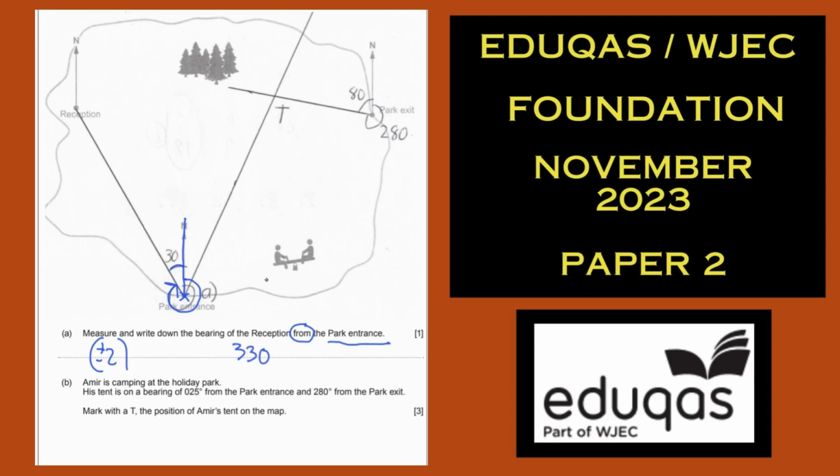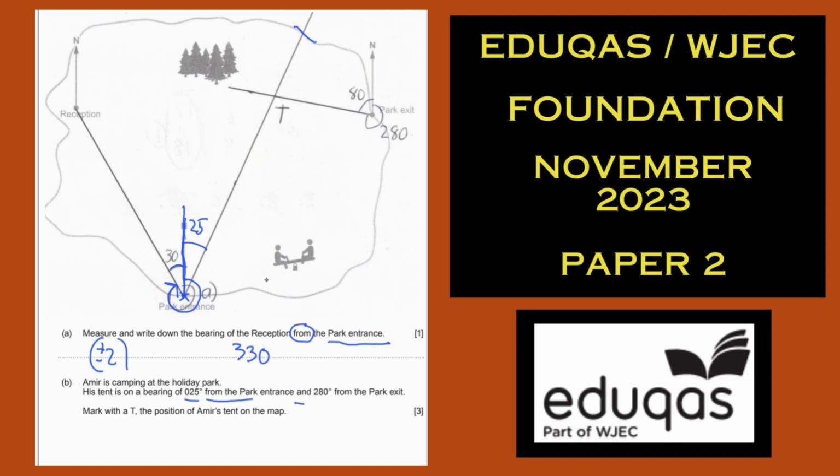Part B. Camping at a holiday park tends on a bearing of 25 degrees from the park entrance. We go back to facing north. We measure 25 degrees clockwise, and you don't know how long a line to draw, so just go right to the end of the map. Go right to the edge.